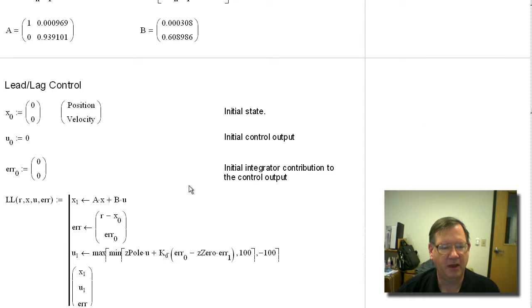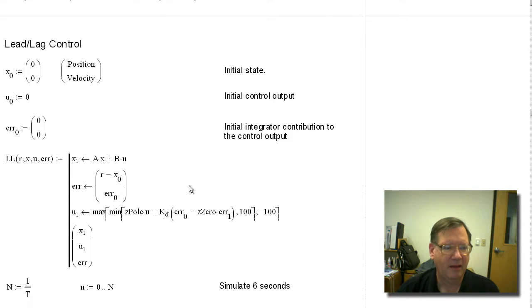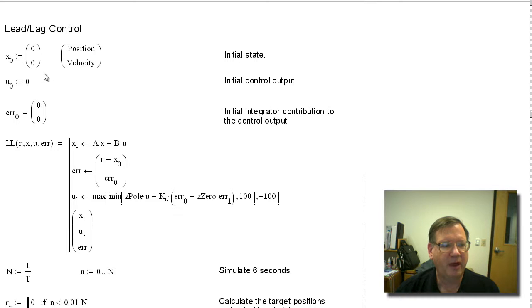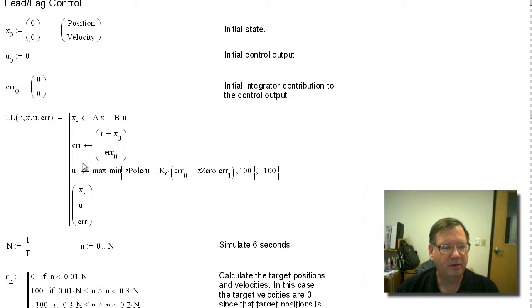Now I'm going to implement the lead lag controller. Basically we have our initial state with position and velocity, and initial control output. And then we have to have an error history, because we need to know the current error and the error that we had previously. So what we pass to this is the target position and velocity, the actual position and velocity, the control output from the last time, and the error history.